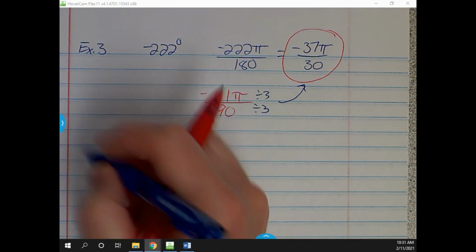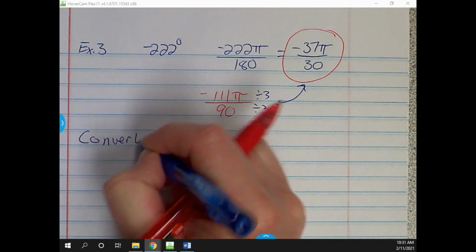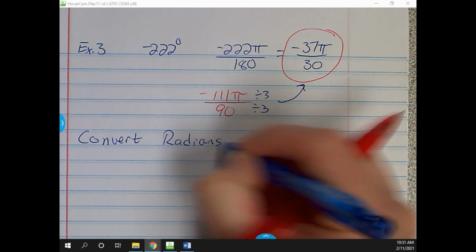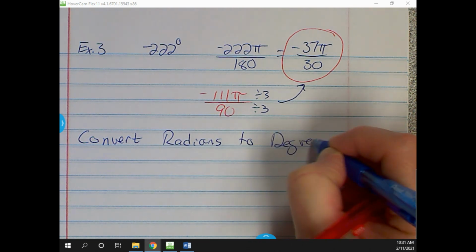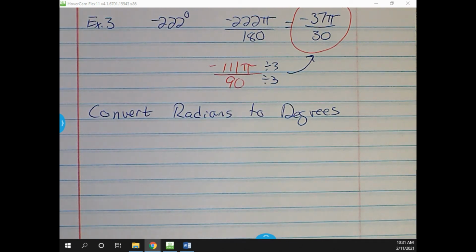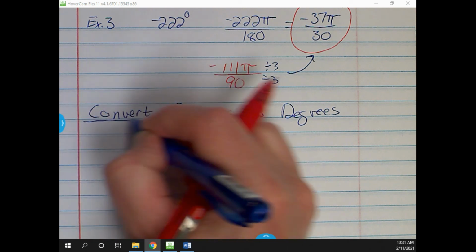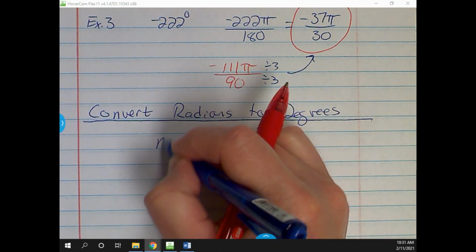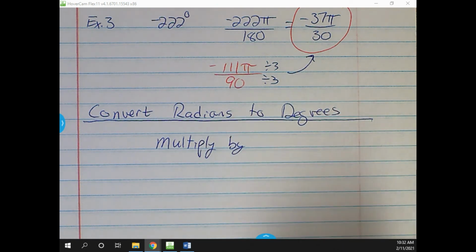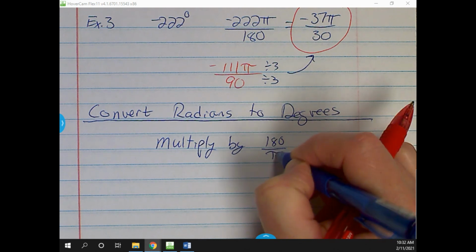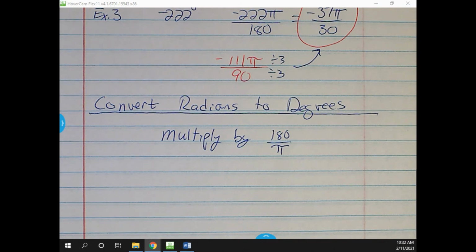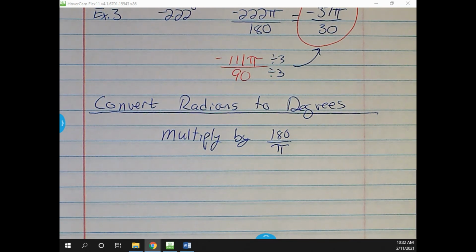The last one that you have to go for this section, going the other way, you're going to convert radians to degrees. And this is the one that everybody likes because this is really, really easy. If the one before was easy, this is even easier. There's only one thing to do: you're going to do the opposite. You're going to multiply by 180 over pi. No simplifying on this one, because everything after this, you're just going to use your calculator.